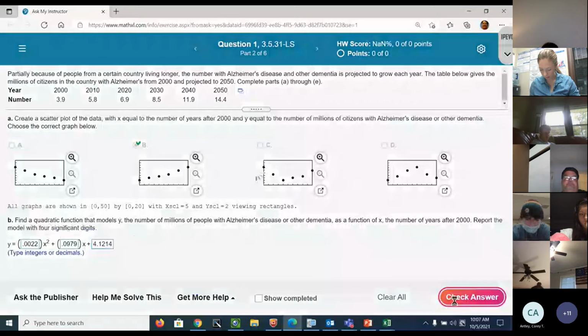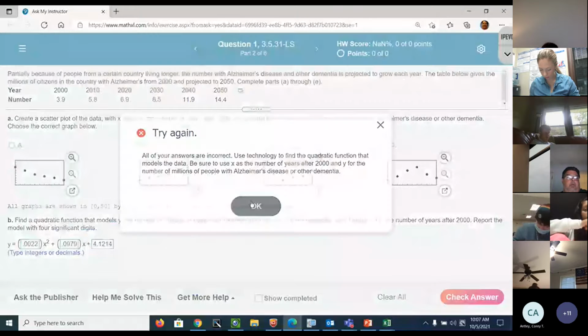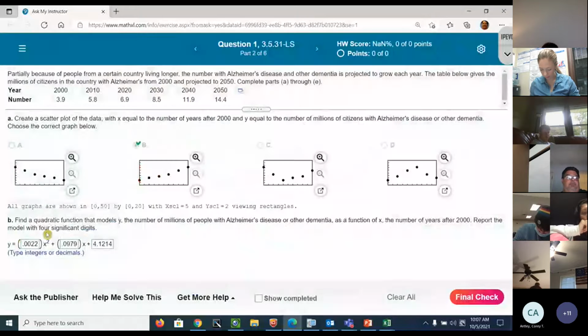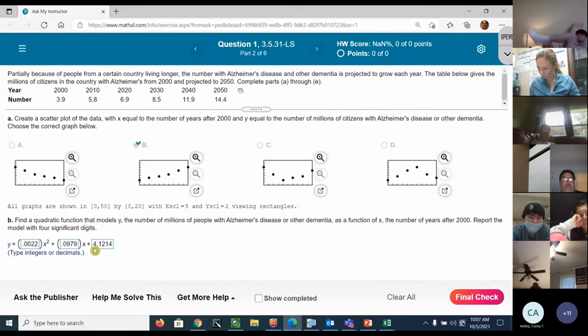That should be it. Model with 4 significant digits: 0.0022x squared plus 0.0979x plus, I don't know what they want. Let's say number of millions, blah, blah. Report the model with 4 significant digits. I don't know what else they want.